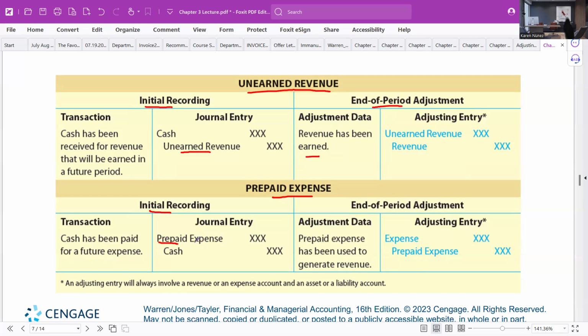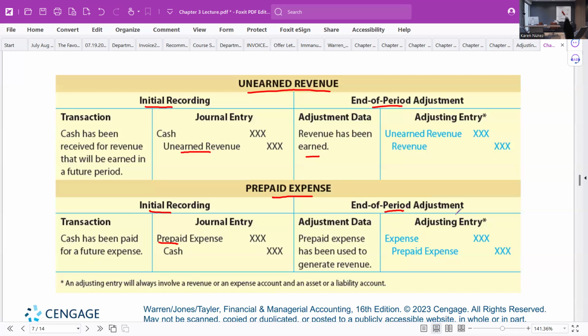So we debit this asset account. It represents something that we own. We debit this account called prepaid expense, and we credit cash. And then once we've incurred that expense, we've used it to generate revenue, then we have an expense. And in the adjusting entry at the end of the period, now we recognize the expense and we move it out of that prepaid expense account, out of the asset, and actually put it into an expense account: debit the expense, and we credit the prepaid expense.